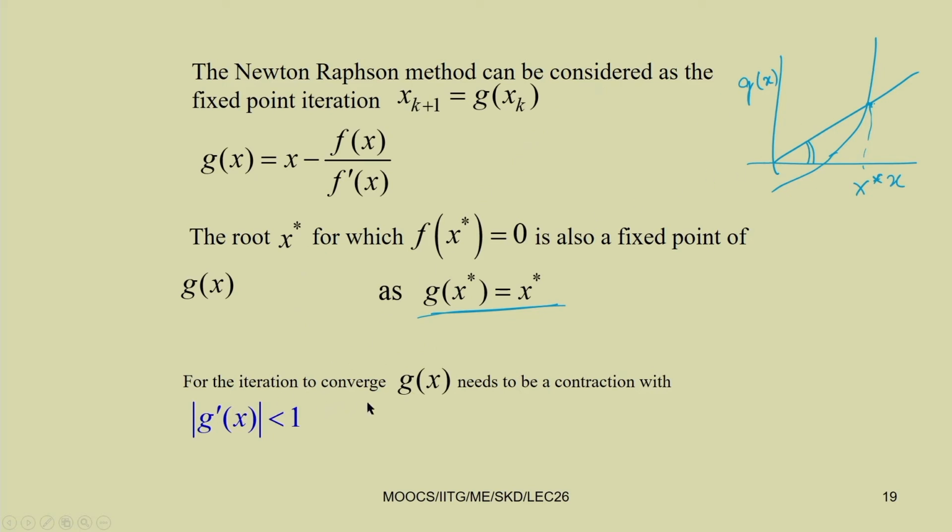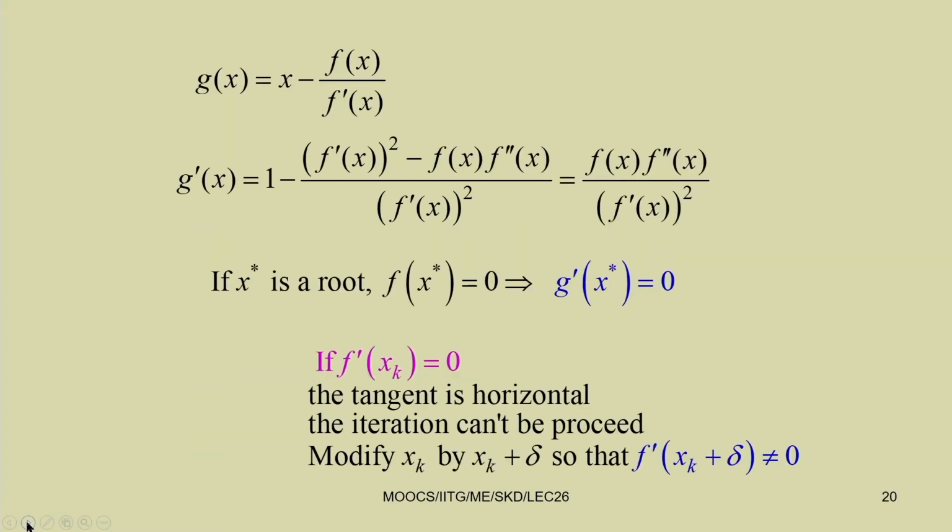So, for the iteration to converge, we can check that g(x) needs to be a contraction, with g'(x) less than 1 at x star. If g'(x) is less than 1, then it will contract and it will converge to the root. So, we have to check this g'(x) to check the convergence of the equation.